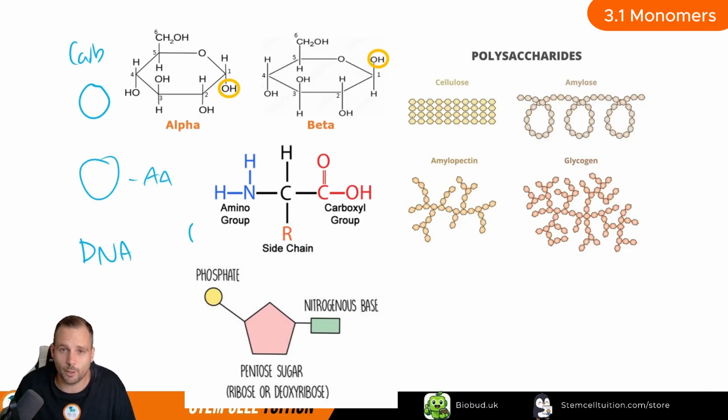Here are 4 examples of carbohydrates we'll look at later on. Cellulose, for instance, is repeating monomers of beta-glucose. Amylose is alpha-glucose, amylopectin is alpha-glucose, and glycogen is just alpha-glucose, but in animals in a more dense, compact way.